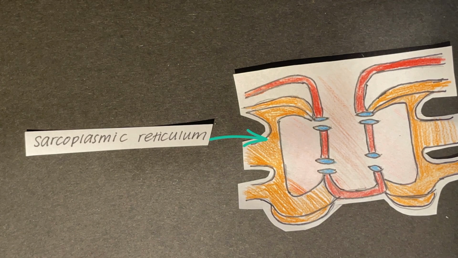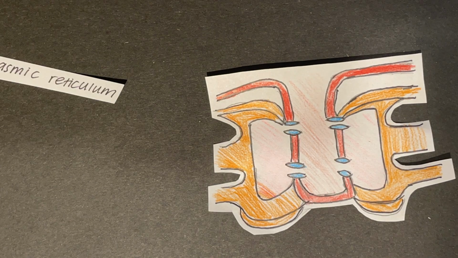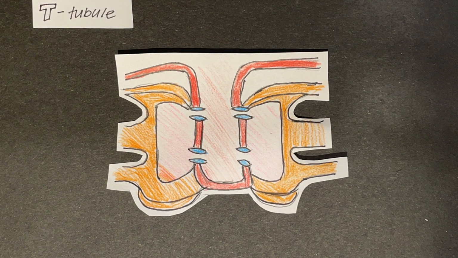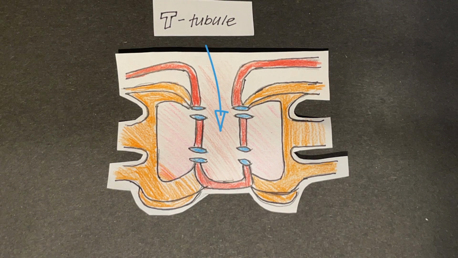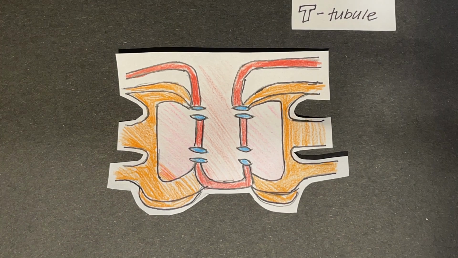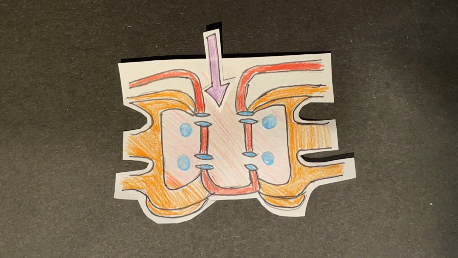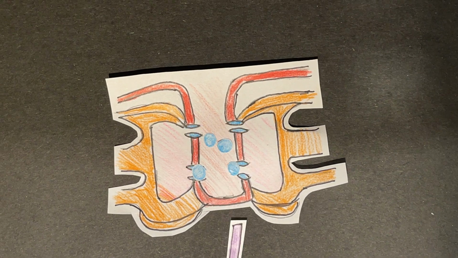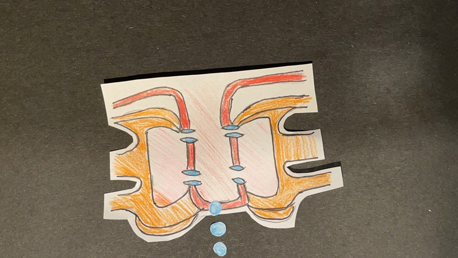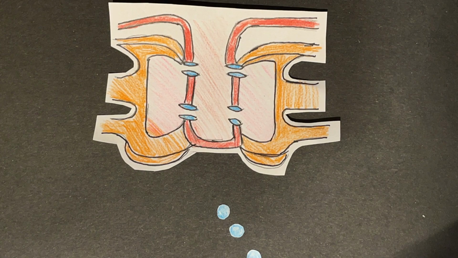This is a closer view of the sarcoplasmic reticulum, located within the sarcolemma. And this is where the action potential continues to travel down the T-tubule. This action potential causes the sarcoplasmic reticulum within the muscle fibers to release calcium ions.